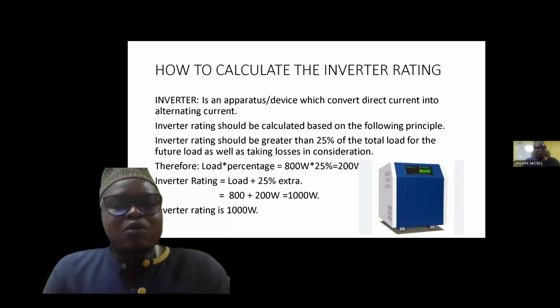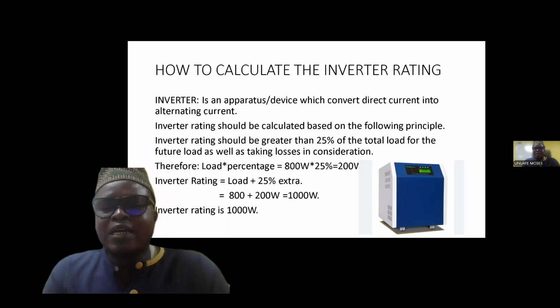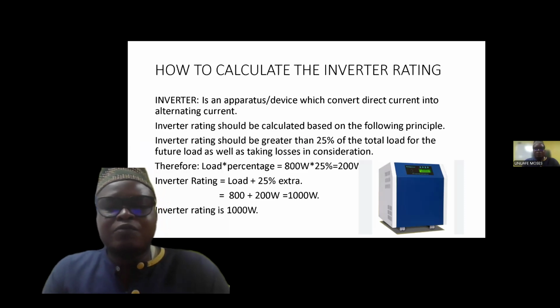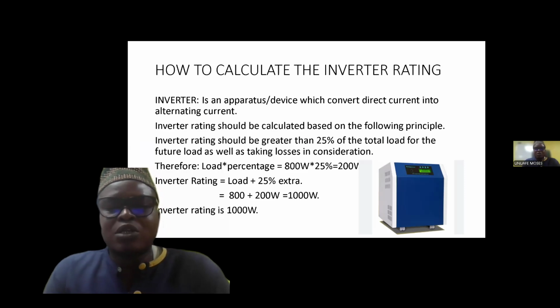Now, we have to calculate the inverter rating. For us to calculate the inverter rating, first we need to know what an inverter is. An inverter is an apparatus, a device which converts direct current into alternating current. An inverter rating should be calculated based on the following principle. An inverter rating should be greater than the load by what? 25%. This is a standard. So for us to have this, the load times the percentage.